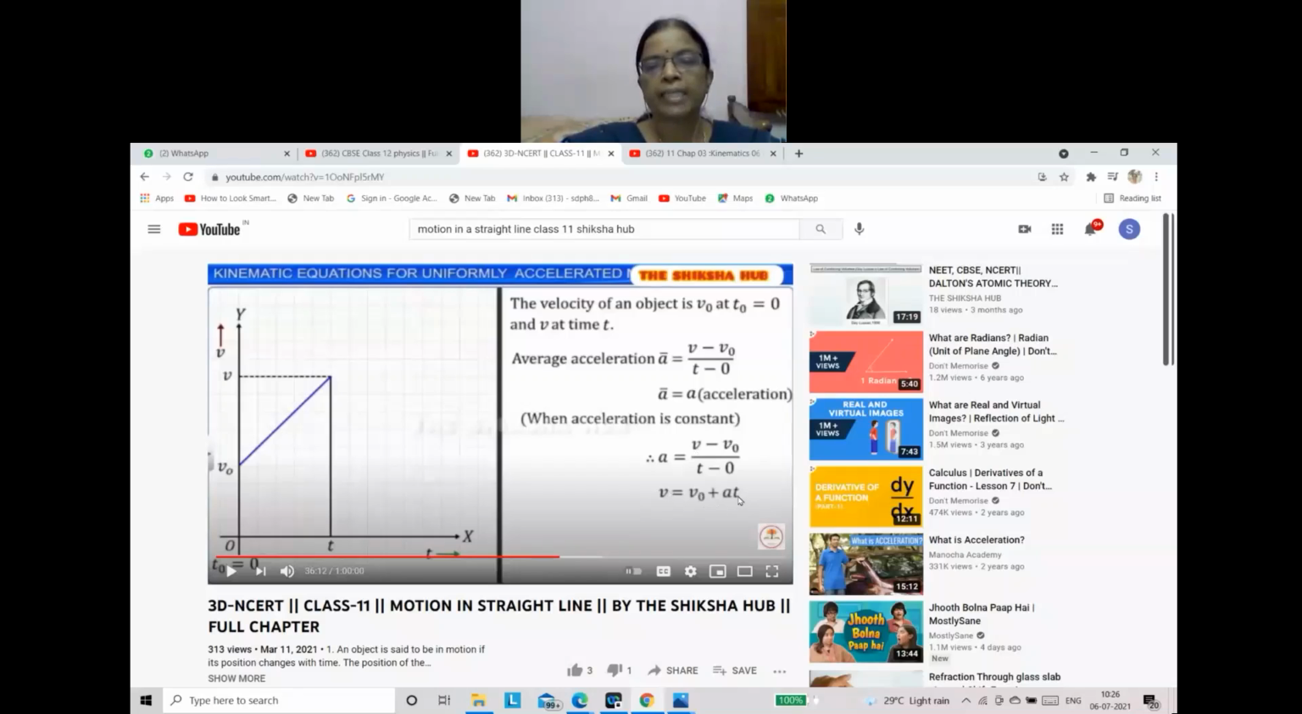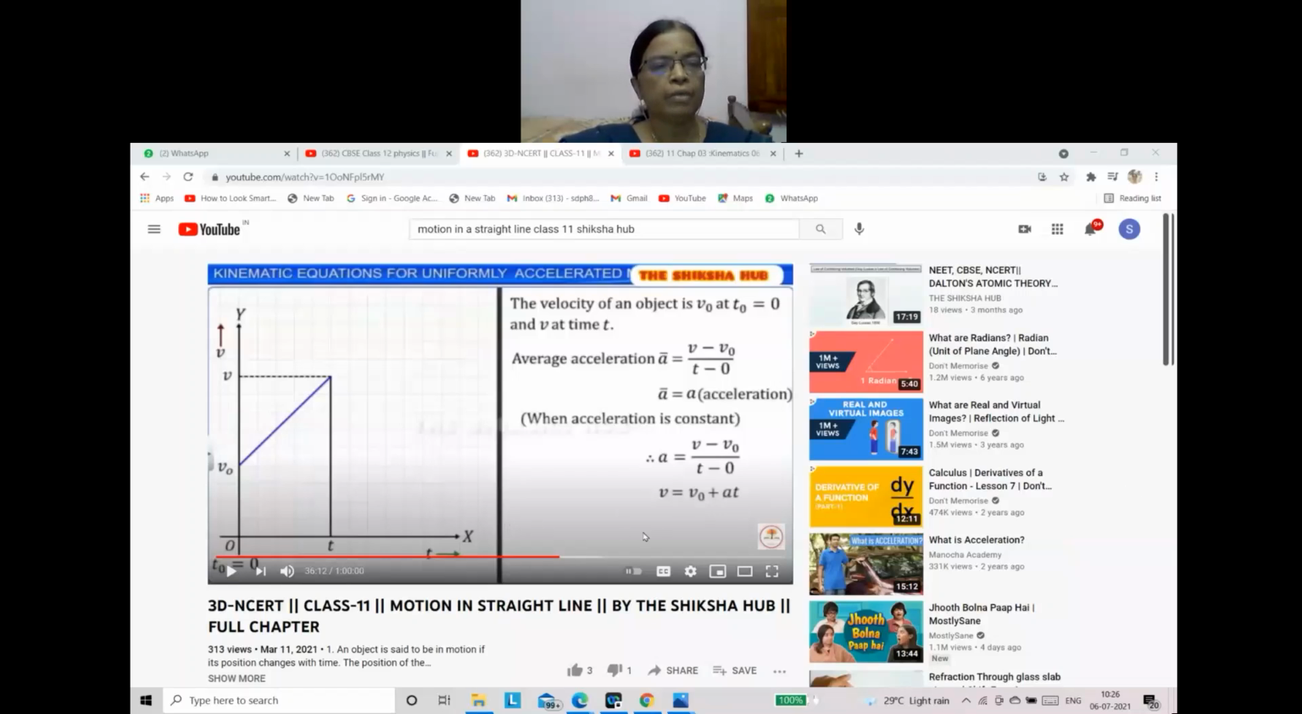Velocity time relation, a very, very important relation. You have studied this relation in 9th standard: v equal to u plus at. u is the initial velocity, a is the uniform acceleration, v is the final velocity, and t is the time taken to change the velocity from v0 to v. Everybody understood this equation, children? Yes, Ma'am. When I ask what is the velocity time relation, you have to tell this equation: v equal to u plus at.